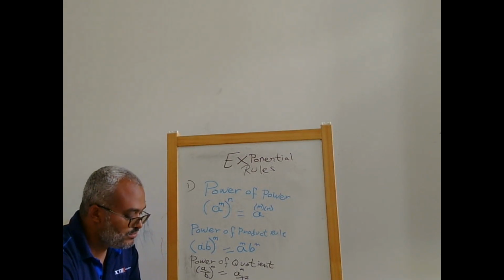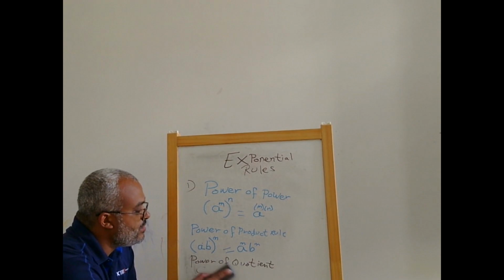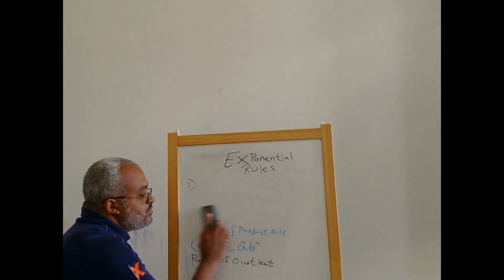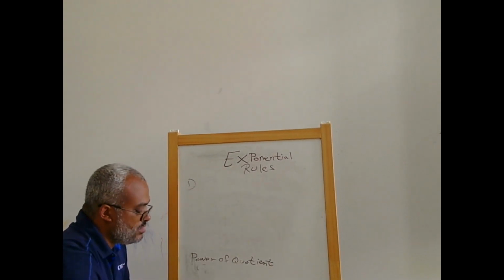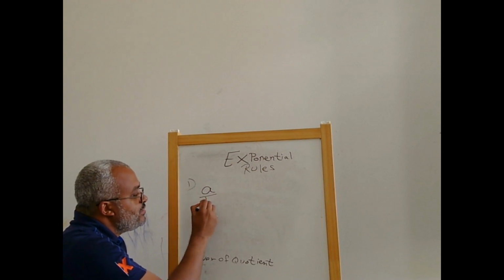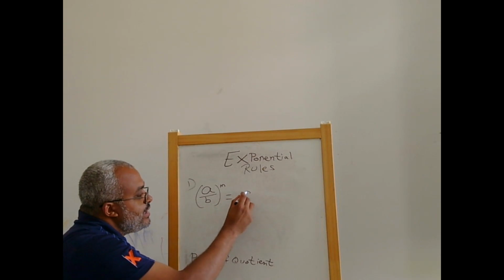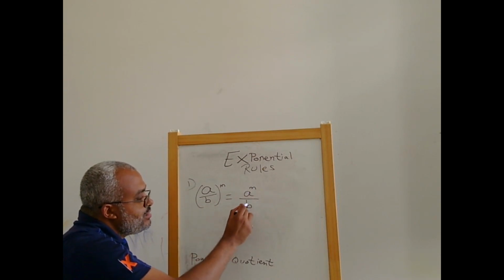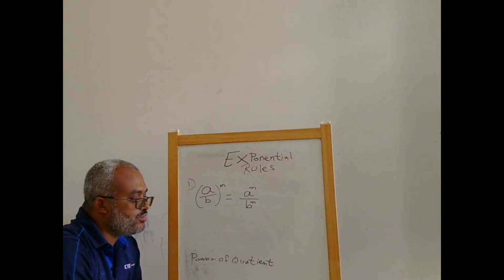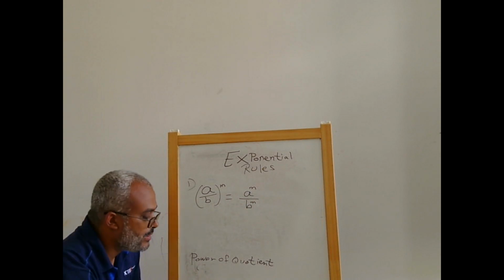Okay? So write them down at the top here. So it's going to be (A over B) to the power of M. So A to the power of M divided by B to the power of M. It's called power of a quotient. Okay?